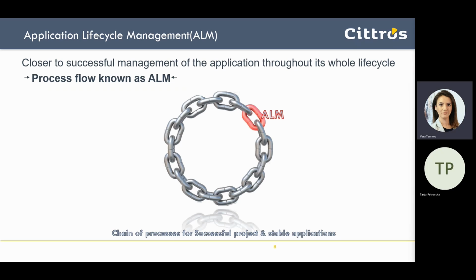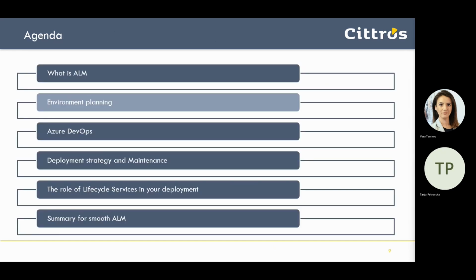The process of managing the applications is known as ALM, which stands for Application Lifecycle Management. ALM is an important part of the chain of processes for successful projects and stable applications.